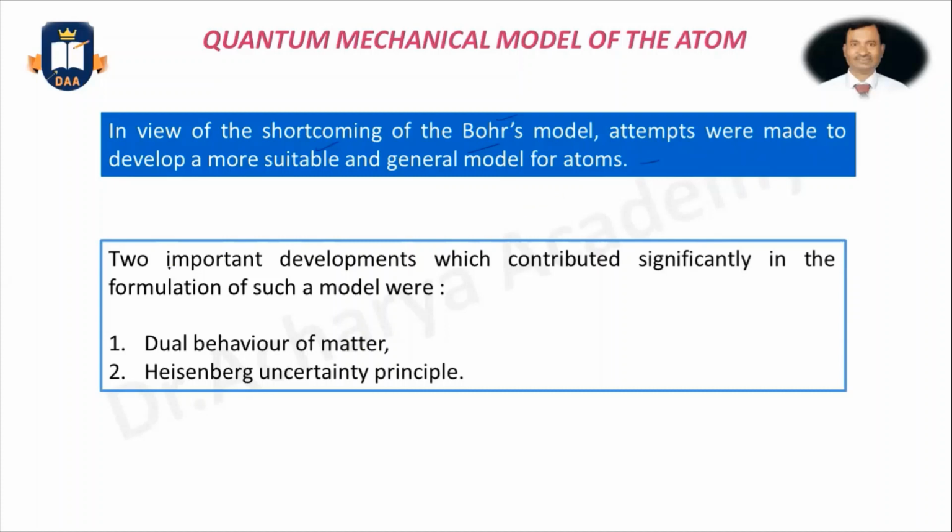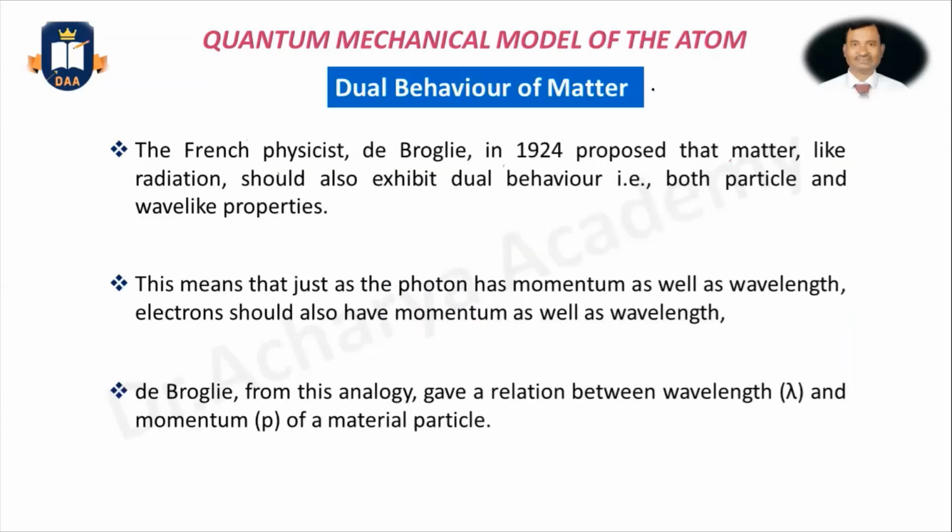So there are two important developments which contributed to the formulation of such a model. Number one, dual behavior of matter, and number two, the Heisenberg uncertainty principle. Now we'll discuss these one by one. First, we'll discuss the dual behavior of matter.